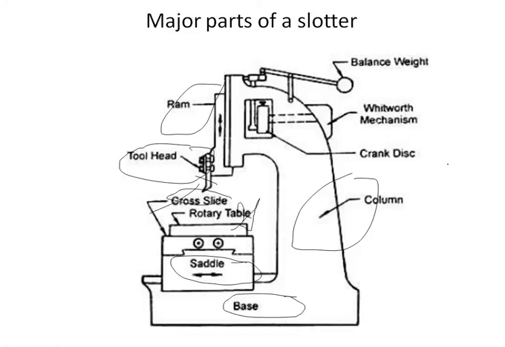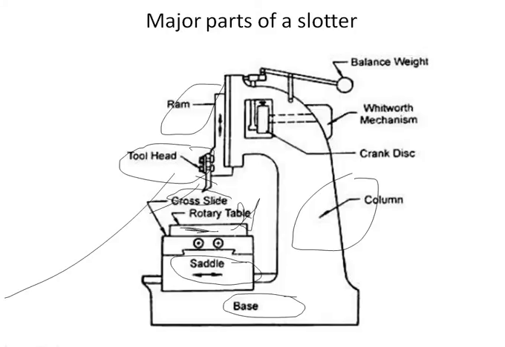Okay, so next comes the working of the slotter. The vertical ram holding the cutting tool is reciprocated by a ram driving mechanism. The workpiece to be machined is mounted directly or in a vise on the work table. You all can see this work table.